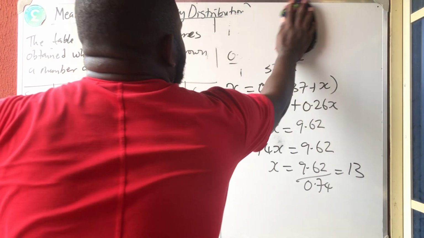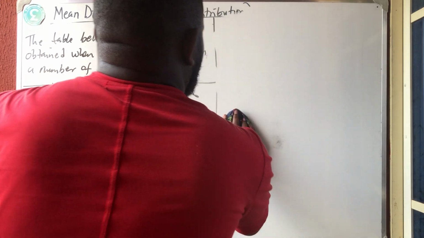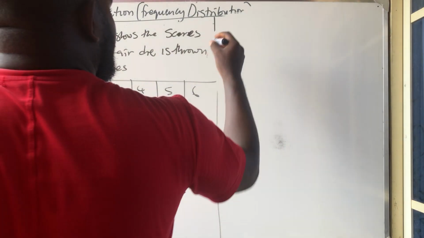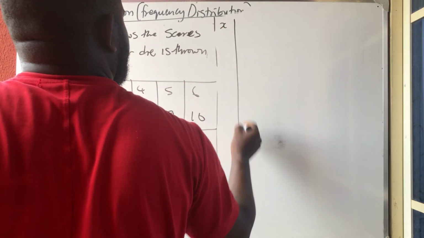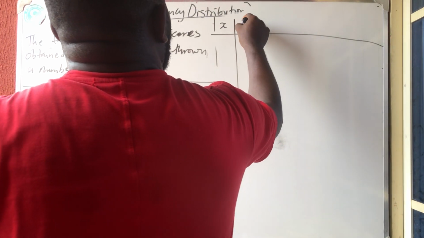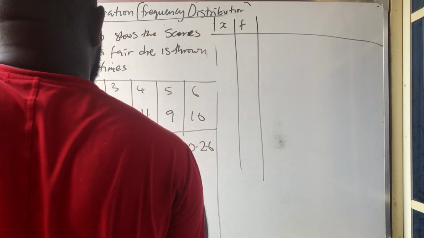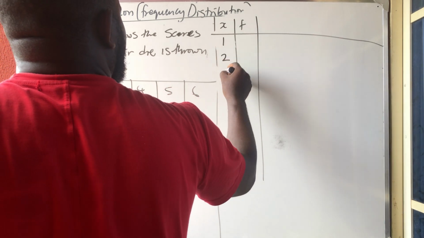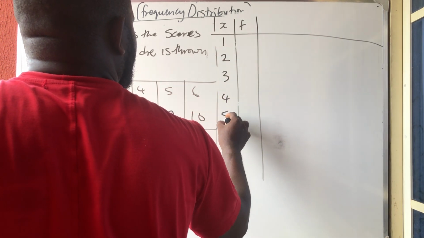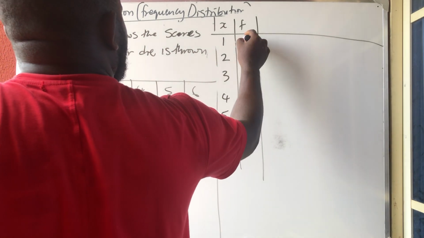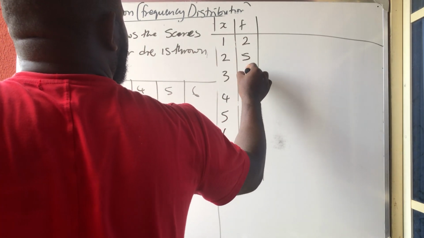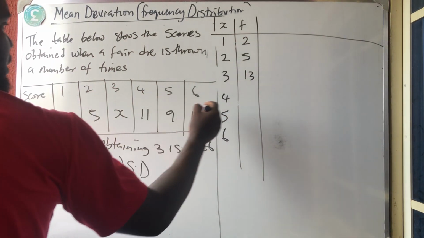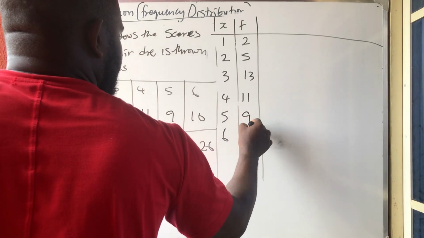Let me clean here. So I told you, what do you need? You need your x in drawing your table. You need your f. These are the two things they gave me. So this is what? 1, 2, 3, 4, 5, 6. And I have 2, 5, 13, 11, 9, and 10.